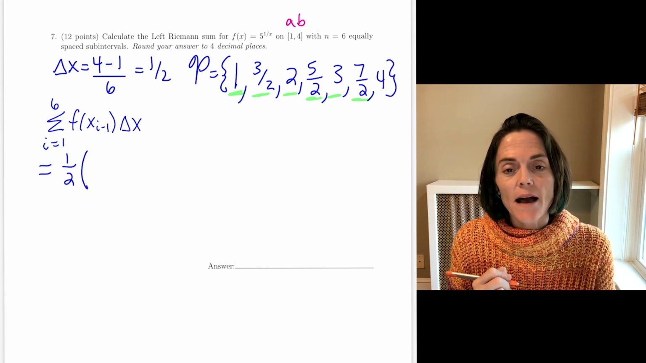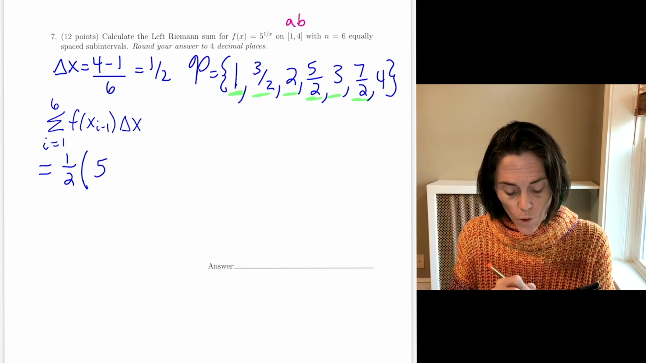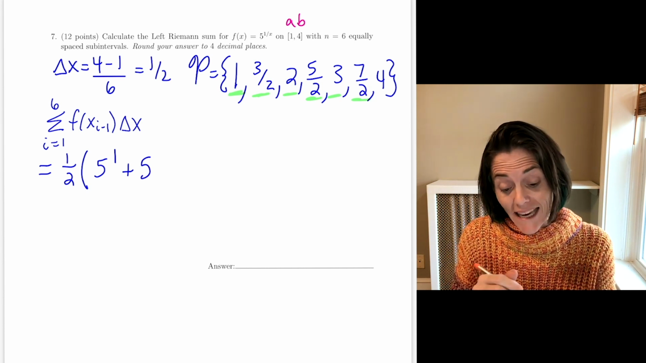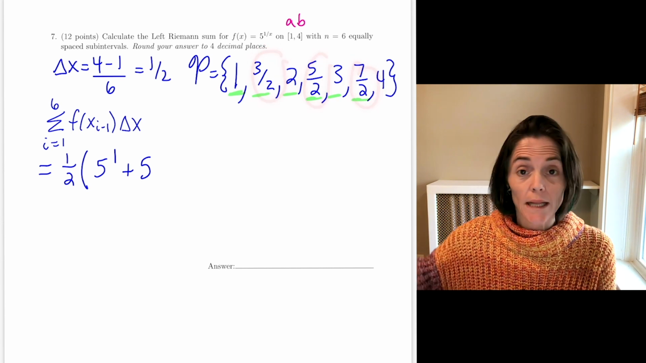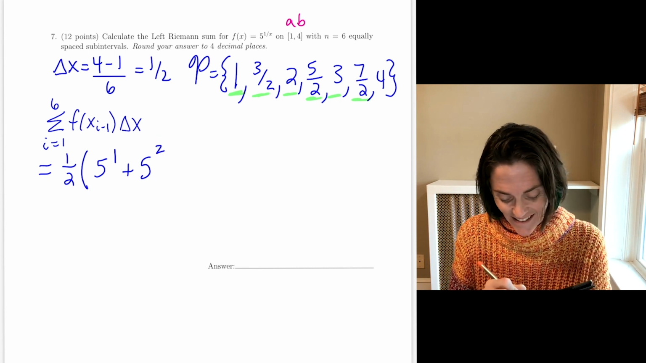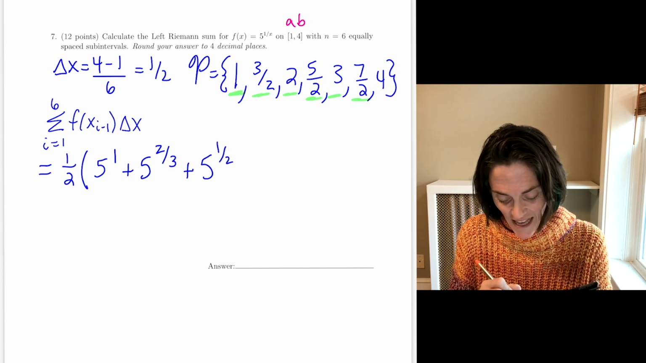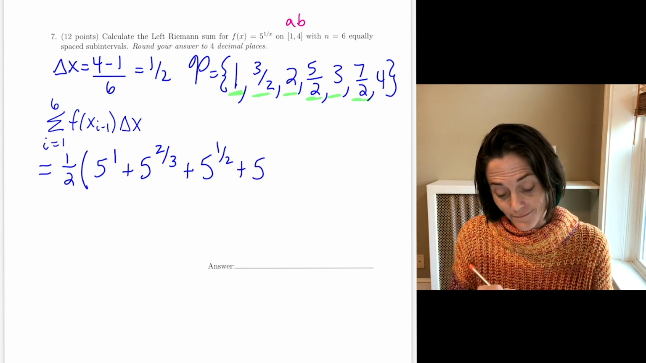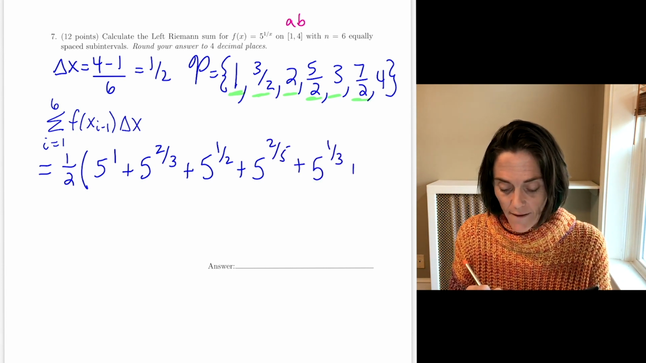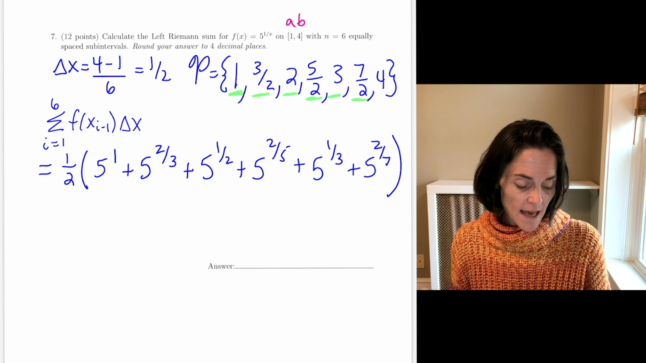Now, we evaluate. My function is 5 to the 1 over x. So this will be 5 to the 1 over 1 plus 5 to the 1 over 3 halves. Now, each time we have 1 over one of these fractions, we're really invert and multiply. So this is 5 to the 2/3. Plus, we have 5 to the 1 over 2. Plus, we have 5 to the 2 over 5. Plus, we have 5 to the 1 over 3. And finally, we have 5 to the 2 over 7.